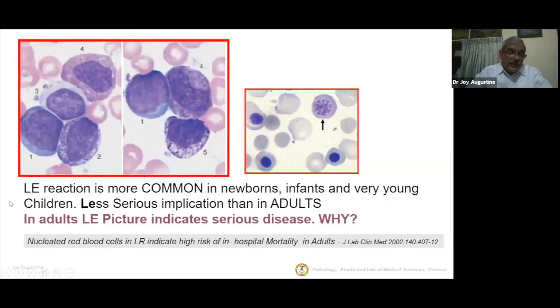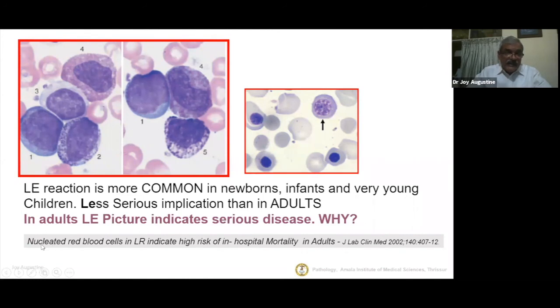Now, the last but not the least is the leukoerythroblastic reaction. This is a blood picture where you find immature WBCs, granulocyte series, and plenty of nucleated red cells in the peripheral blood. This is very common in newborns and infants, but it's uncommon in adults, and when you see it in adults, it generally indicates very serious disease. Now please find out why.